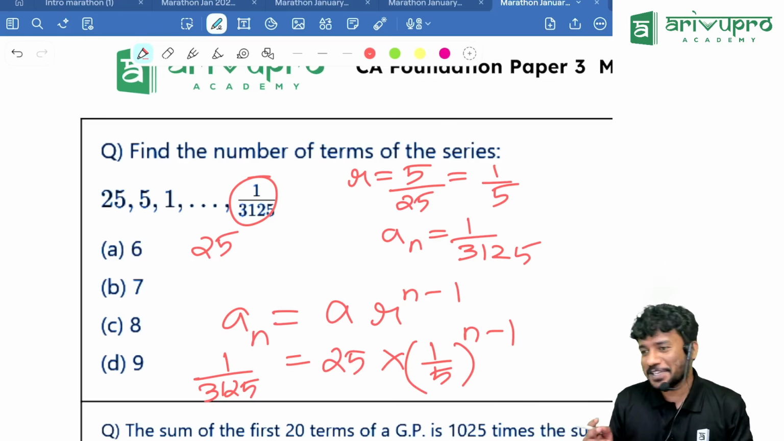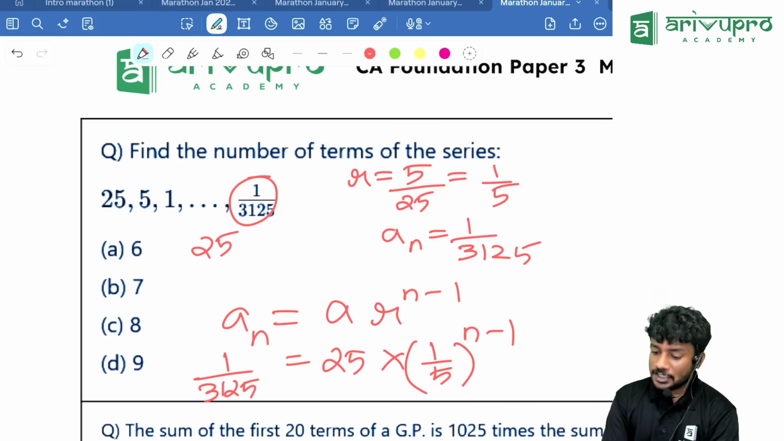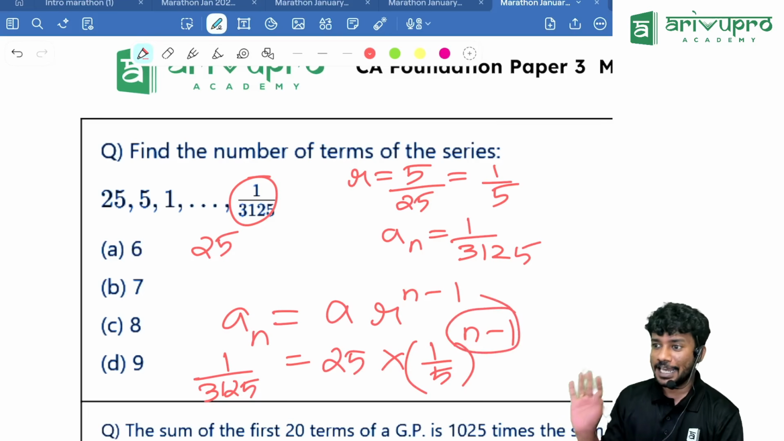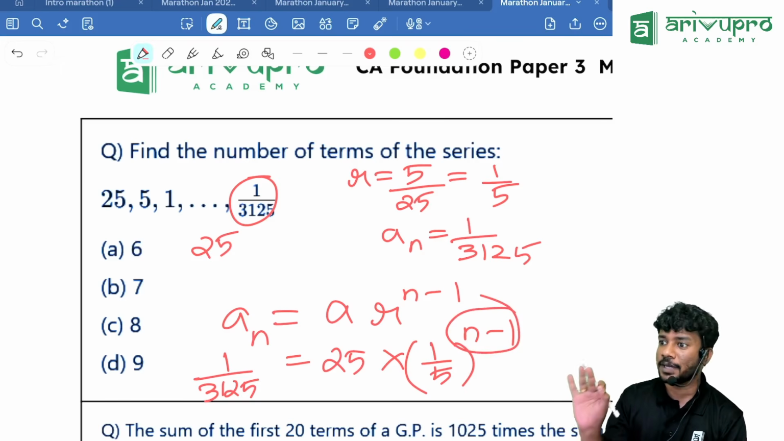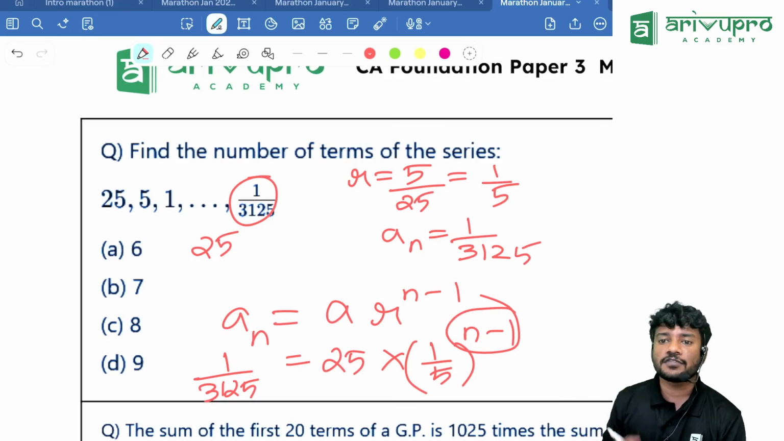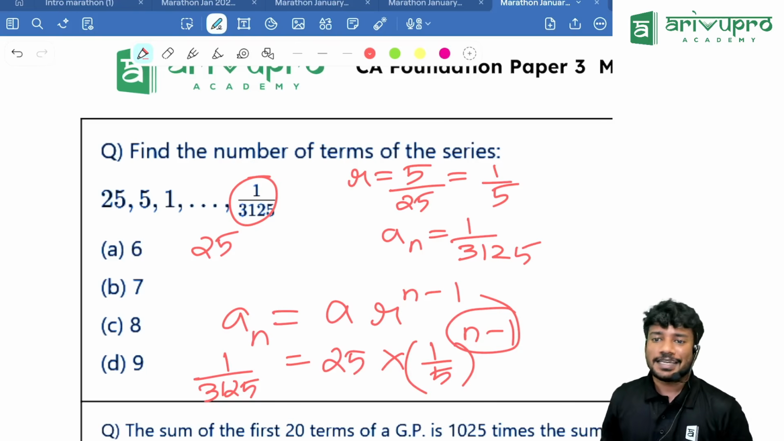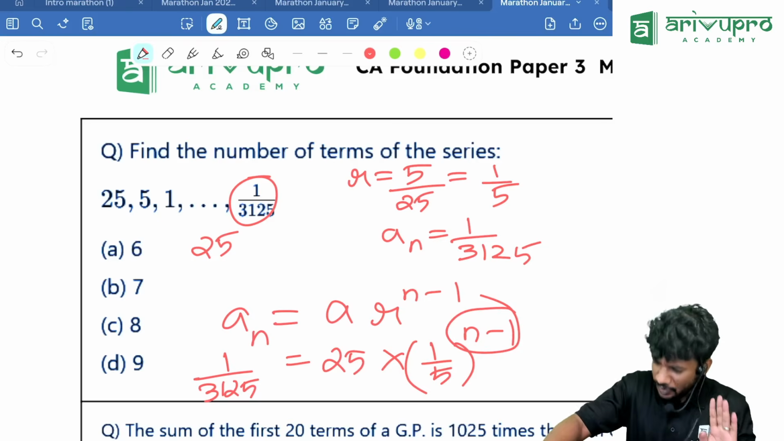Yes, n minus 1 is there in the power, not n. If you put 8 over there, it will be 8 minus 1, 7. Now try to find me the answer which gives LHS equal to RHS. When you put n is equal to 8, we will see.